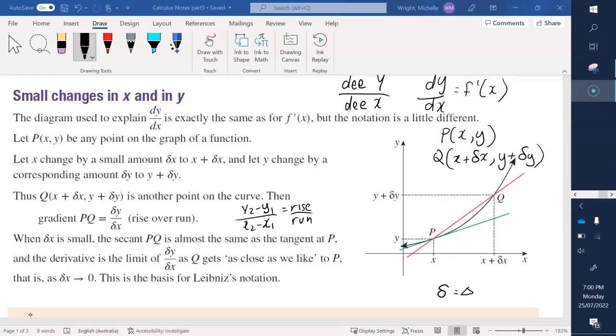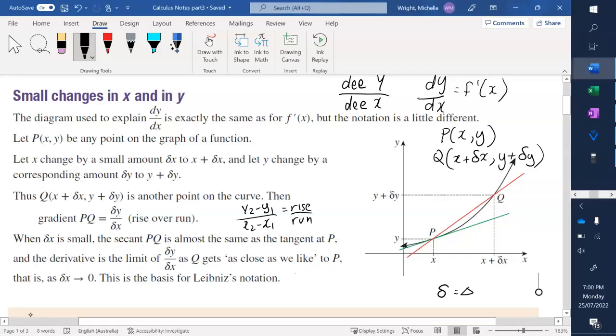So I'll just read this paragraph here. It says, when delta x is small, the secant PQ is almost the same as the tangent at P. So that was the same as our first principles. And the derivative is the limit of delta y over delta x as Q gets as close as we like to P, as in delta x goes to 0. This is the basis for, and I can never pronounce this, Leibniz's notation. That is basically our dy dx.